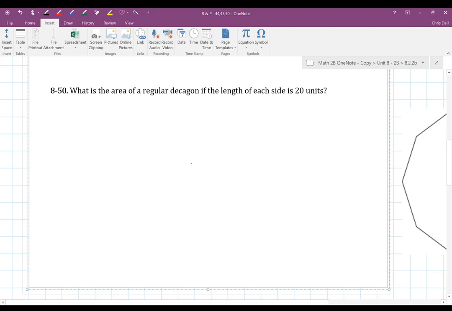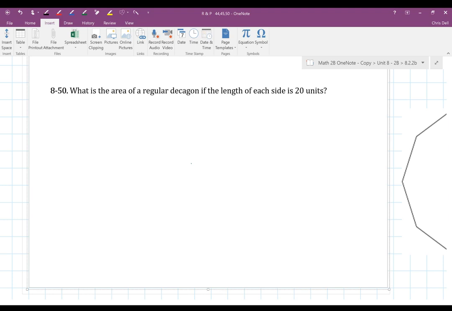We are exploring how to find the area of a regular polygon. The example I'm going to use is a decagon, but the process is very similar on any of the polygons. Of course, there are just different values when it comes to the number of sides and the angle measurements that we're going to be finding.